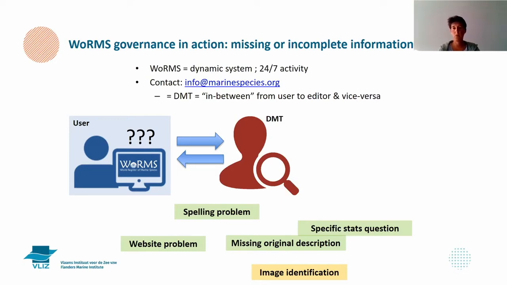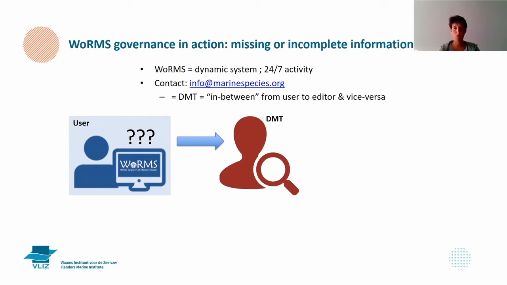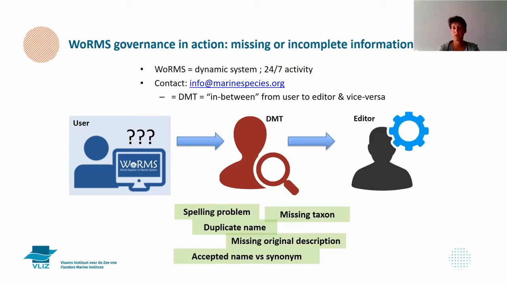So if there are things that we can solve directly from a user to the info address, we also go back to the user and just give them the necessary information. In some cases, there are things that we cannot solve as a data management team, because the data management team is a combination of scientists and IT people, but we are not taxonomists ourselves. So if we get specific questions related to taxonomy, then we do send those forward to the editor. And then once the editor gives us back the information, we contact the user with the correct explanation on their question.